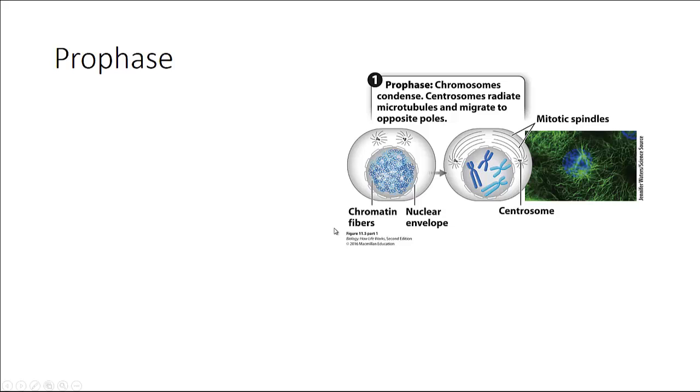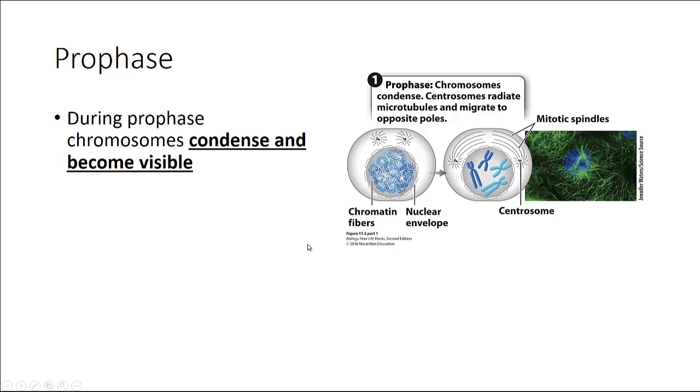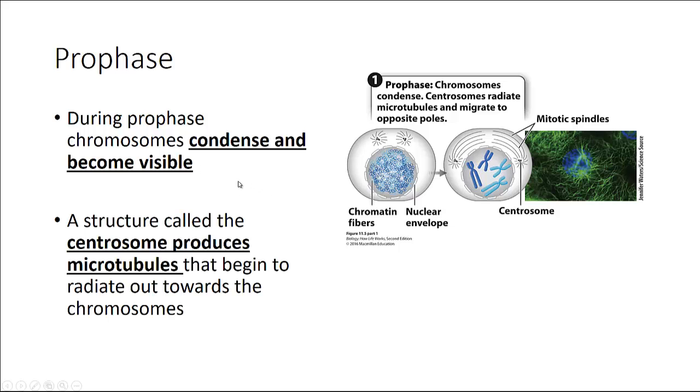So starting with prophase, pro means first, and prophase is the first phase that was able to be identified with some of the earliest microscopes available to scientists. The way it's often described is that prophase is the stage in which the chromosomes condense and actually become visible with a light microscope. Now there's a lot more happening here.